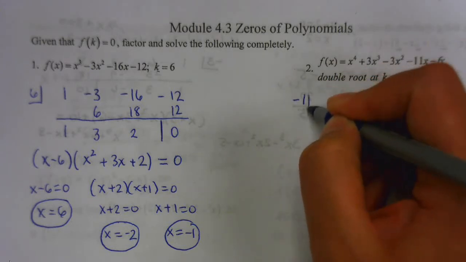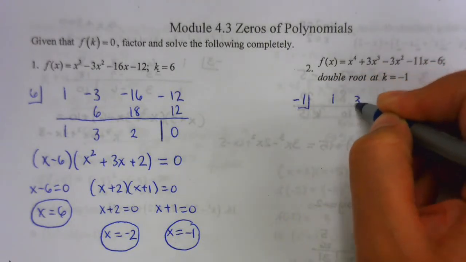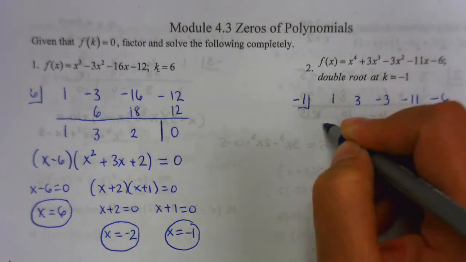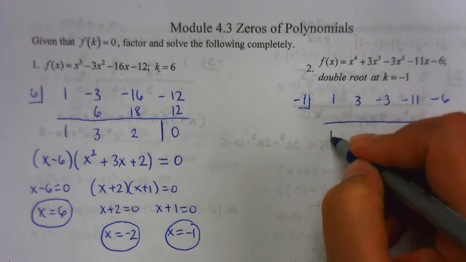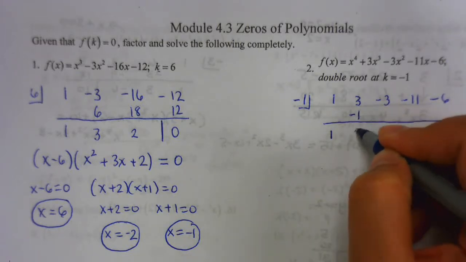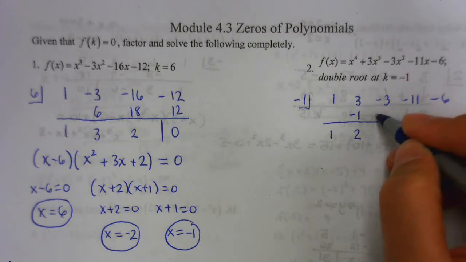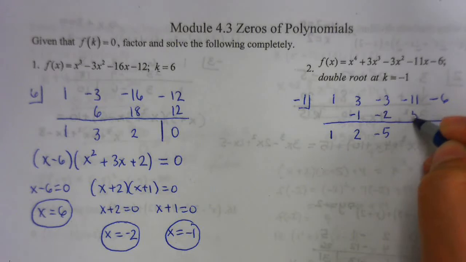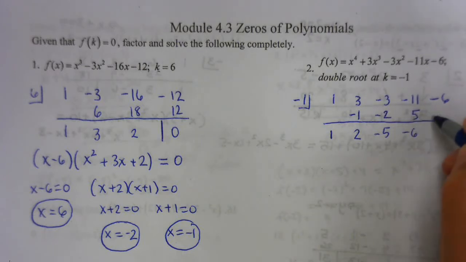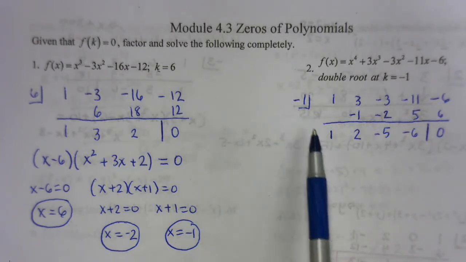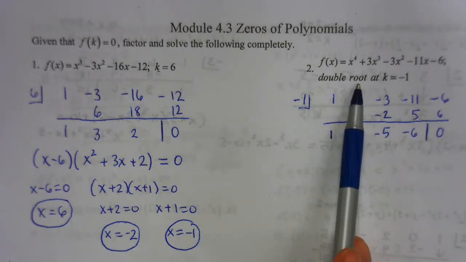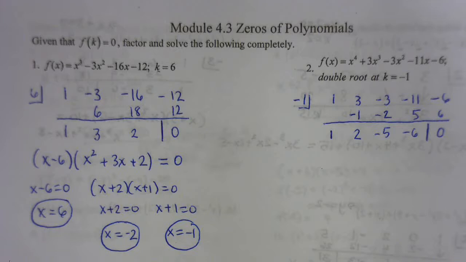So I have negative 1, and our coefficients are 1, 3, negative 3, negative 11, and negative 6. Bring down my 1, multiply. Multiply again, I get negative 2, gives me negative 5. Multiply again, that gives me positive 5, which gives me a negative 6, which gives me positive 6, which gives me a 0. So I know that negative 1 is a factor of the polynomial, but because it says a double root, it means that there is a second negative 1 in there.